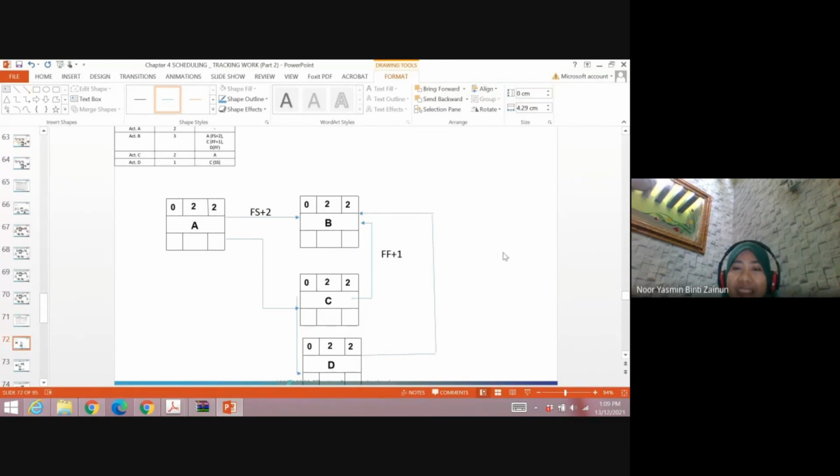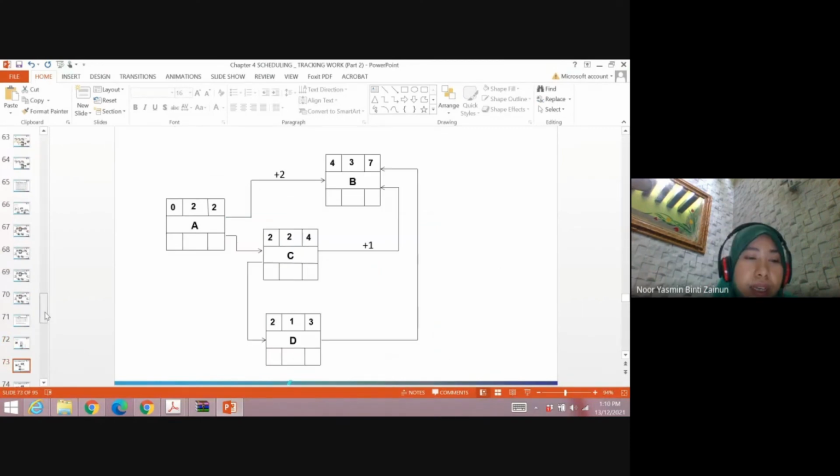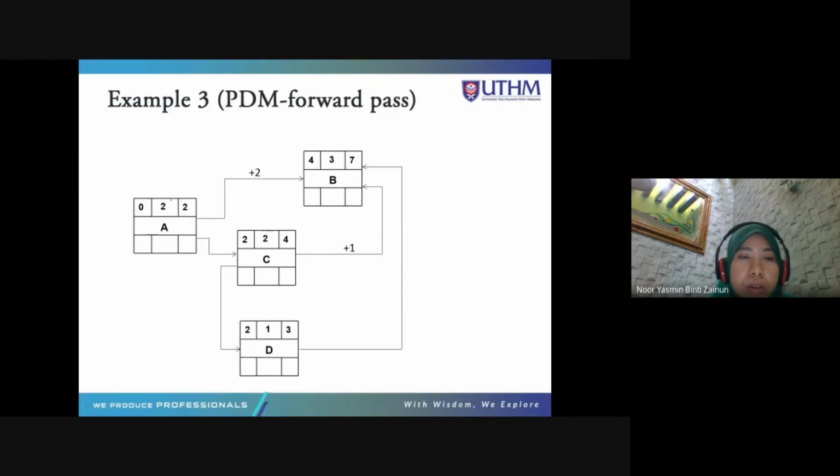Okay, finish to finish. This is an example of a complicated relationship, where activity B has 3 predecessors: A, finish to start 2, and C, finish to finish 1, and D, finish to finish. You can calculate the forward pass and backward pass. 0 plus 2, you need to have another 2 plus, you got 4, and 4 plus 3 is 7.